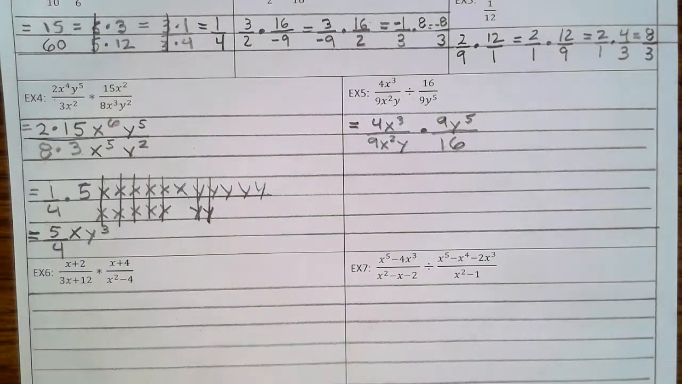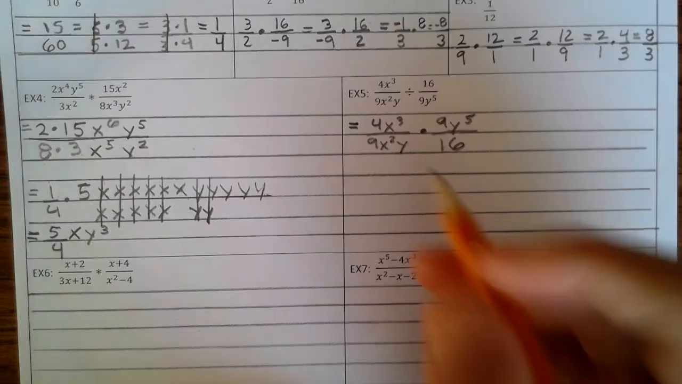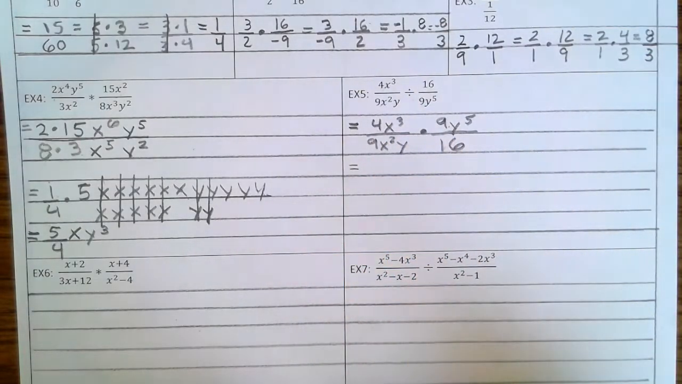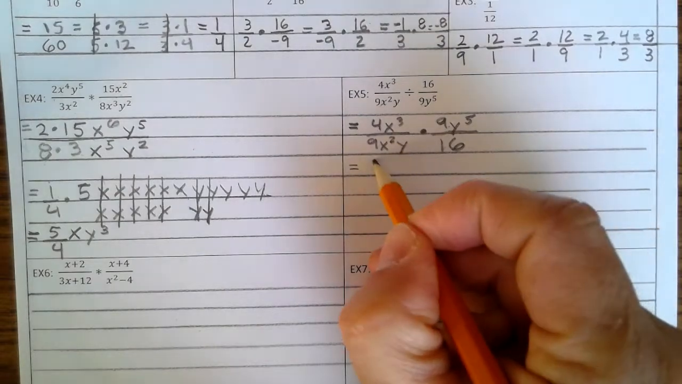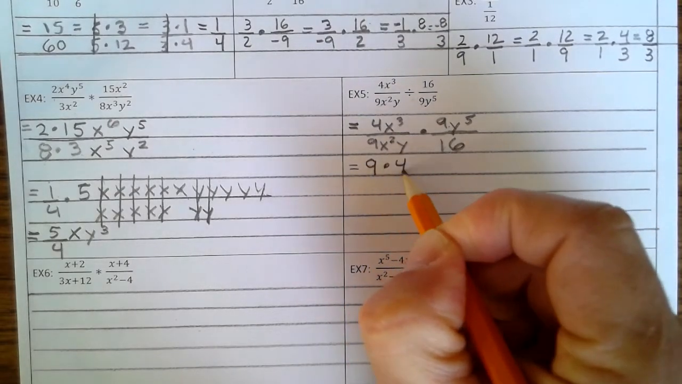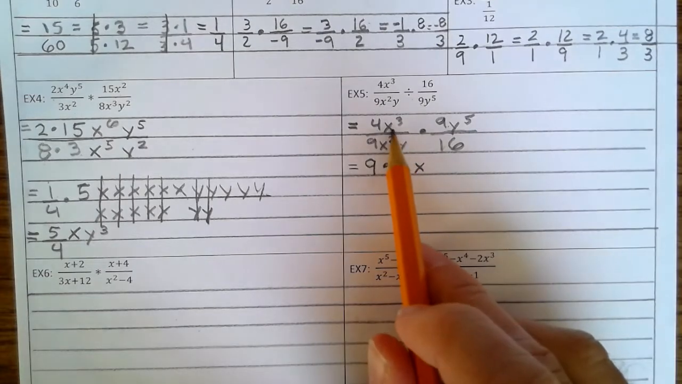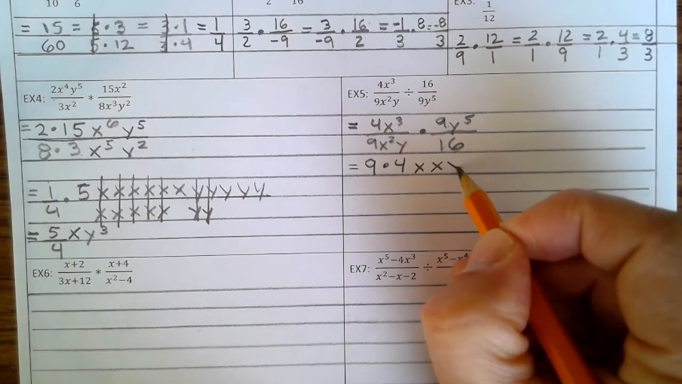Okay. Now, you don't want to multiply these. You want to order them so we can simplify. So I'm actually going to put this as 9 times 4 x cubed. And actually, let's go from here. Let's just start expanding. So that's 3x's. So 1, 2, 3, and then 5 y's. 1, 2, 3, 4, 5.